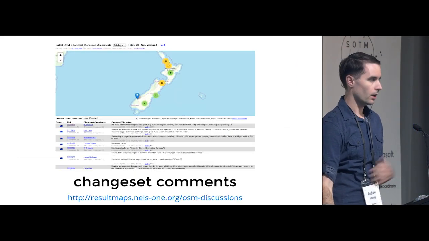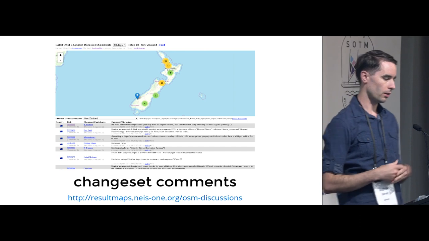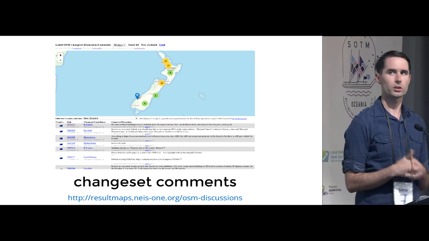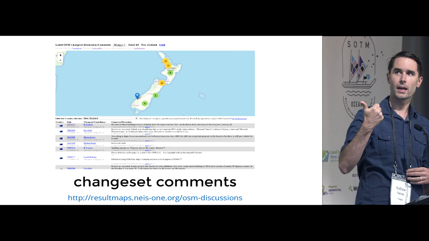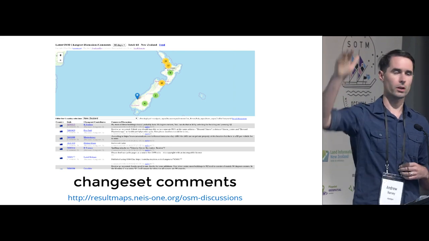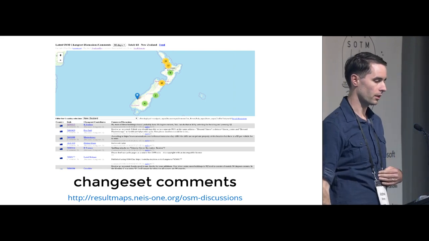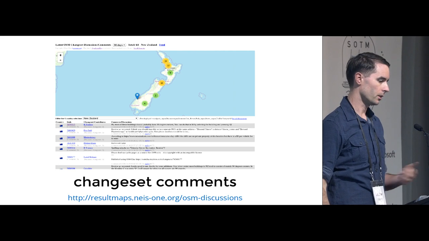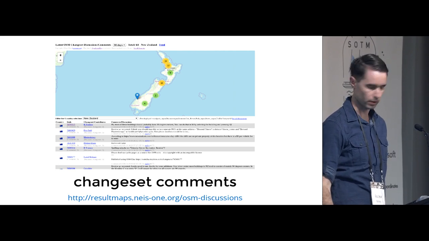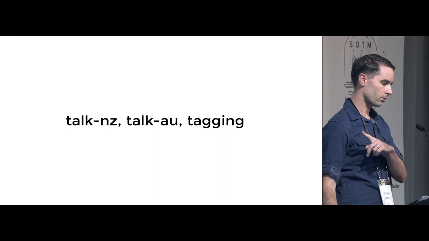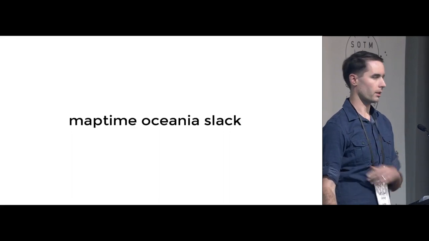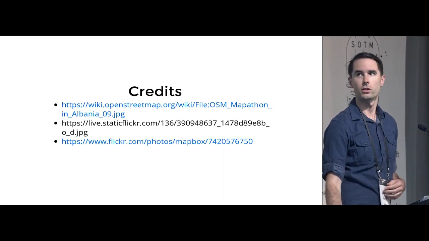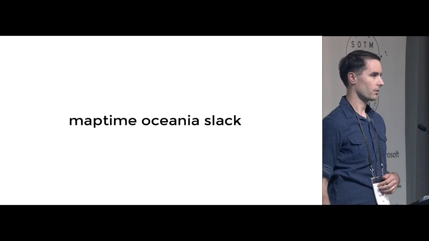And then if you do notice an issue, first I'd recommend to just add a changeset comment. And if you go to this website here, it's a great tool to see all the changeset comments that are happening in any particular country. So you can also look at the Pacific Islands there. Go to mailing lists or Slack. There's a really great community resource there. So thank you very much.